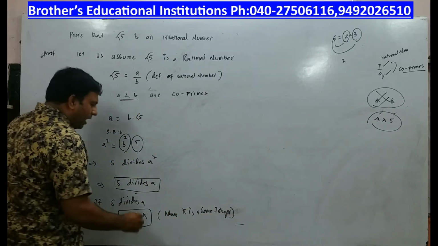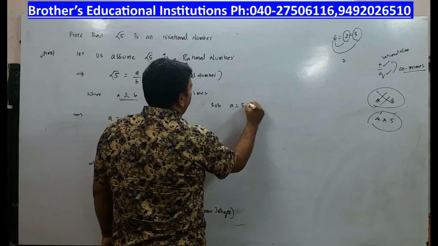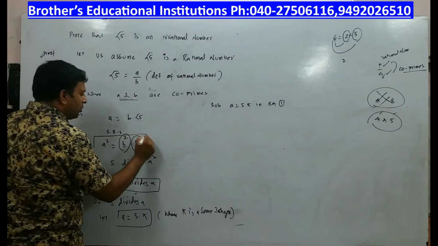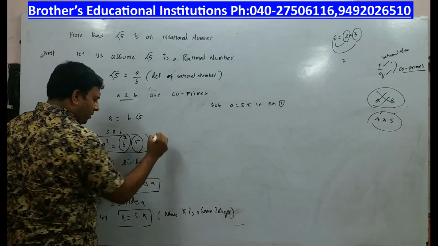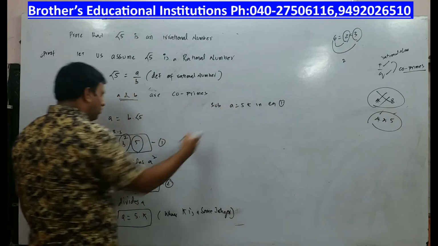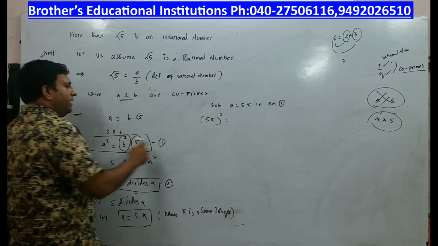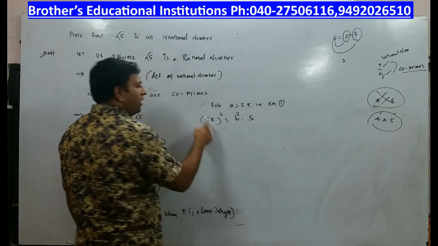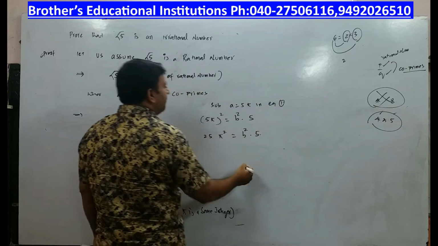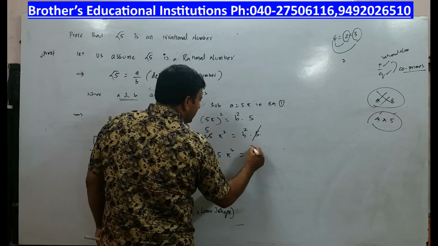Now I will substitute a is equal to 5k in equation 1. After squaring both sides, I will call this equation number 1, and 5 divides a as equation number 2. Now I substitute a is equal to 5k in equation number 1. So 5k whole square is equal to b square into 5. Now 25k square is equal to b square into 5. So 5 into k square is equal to b square.